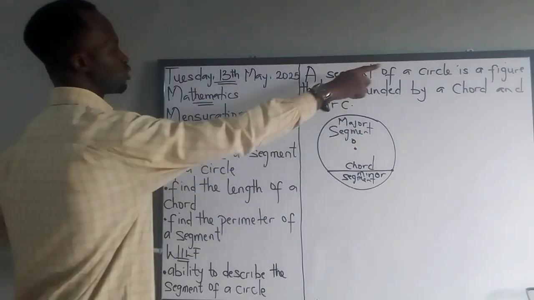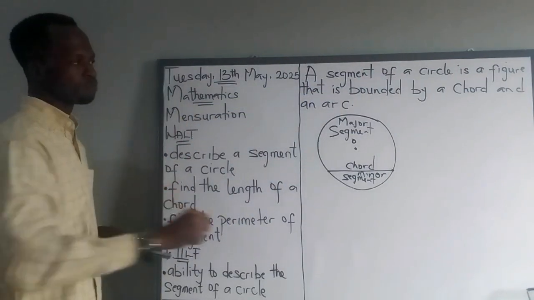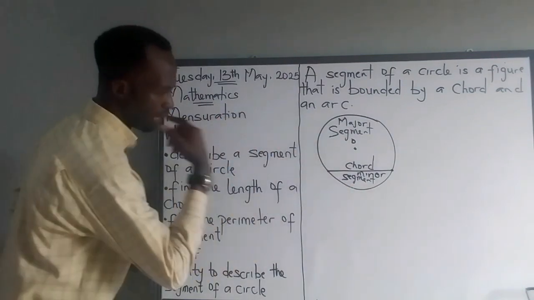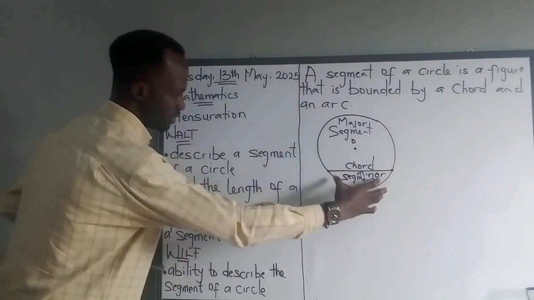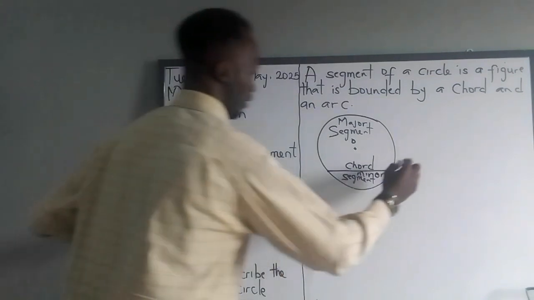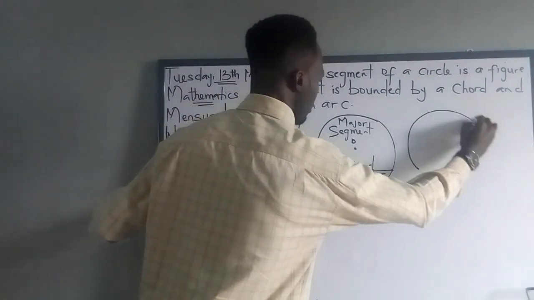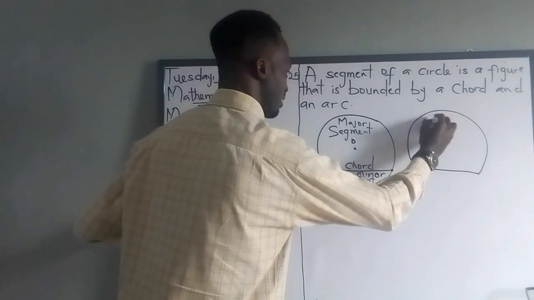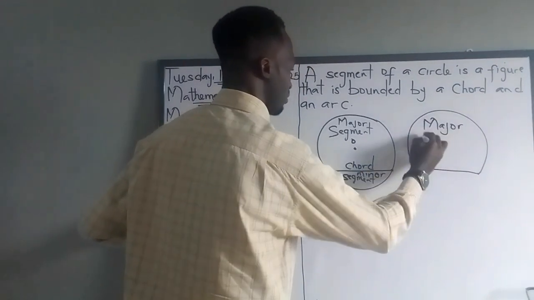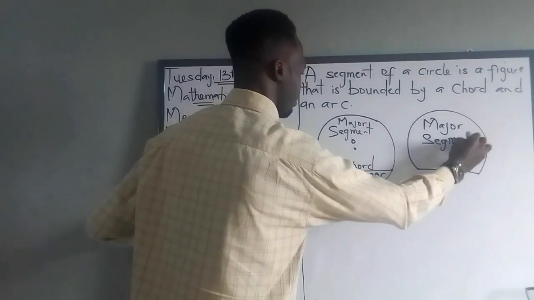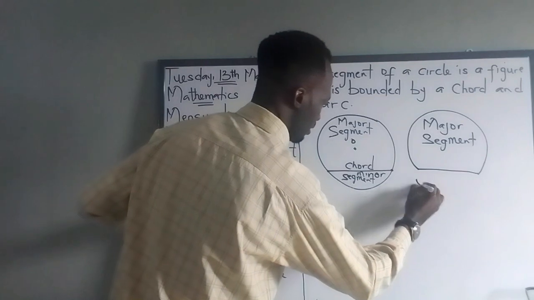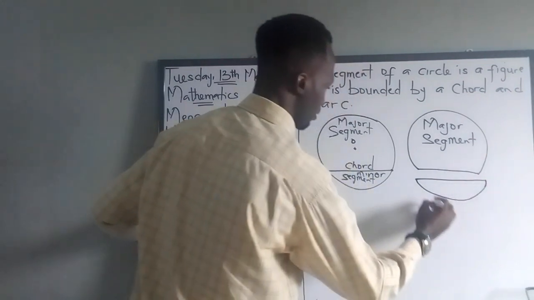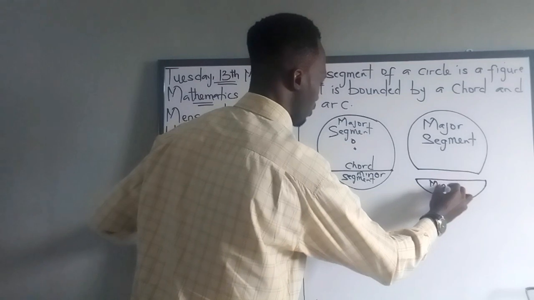So again, the segment of a circle is simply a figure that is bounded by a chord and an arc. There is a major segment and there is a minor segment. To split this, we are going to have something like this. This is the arc. This is the chord. This is the major segment. Again, this is an arc. This is the chord, the other part of the circle, and this is the minor segment.